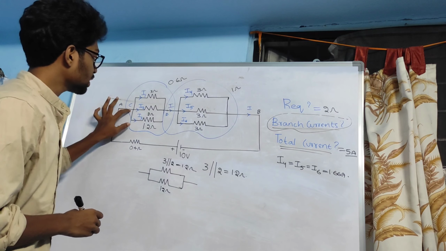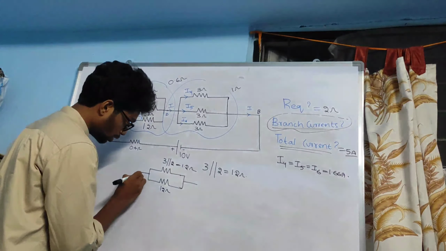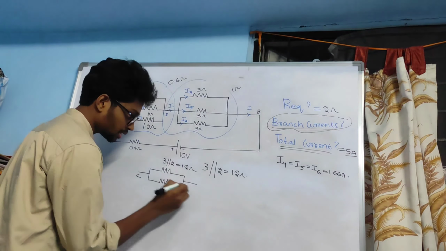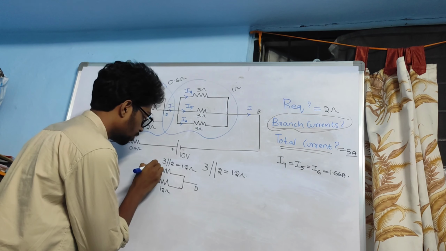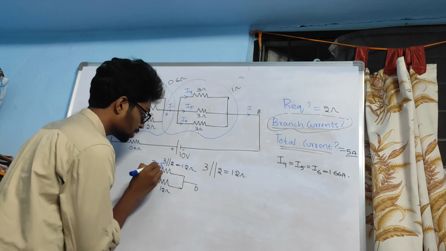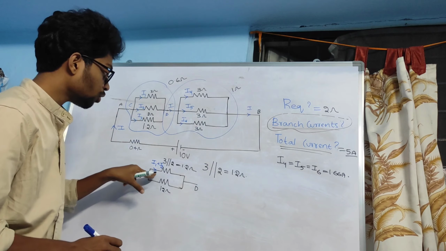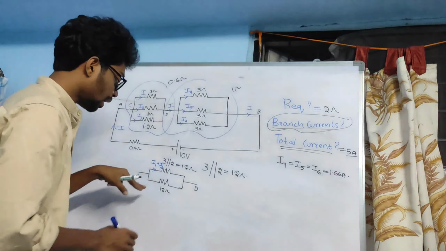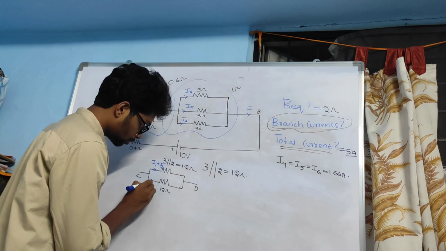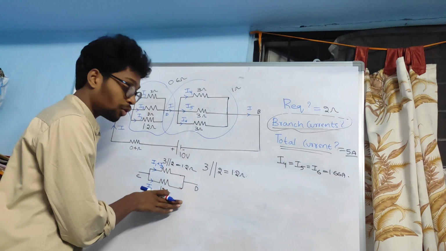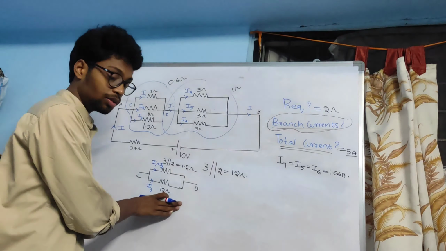I am taking this point as C, I am taking this point as D. So here comes C and here comes the D. Okay, this is 1.2 ohms and this is 1.2 ohms. I am just taking this as I1 plus I2 current, because this is R equivalent of 3 ohm and 2 ohm connected in parallel. So I1 plus I2 will be flowing through this branch and I3 will be flowing through the 1.2 ohm resistance. Okay. So I am going to find these currents by using current division rule right now.